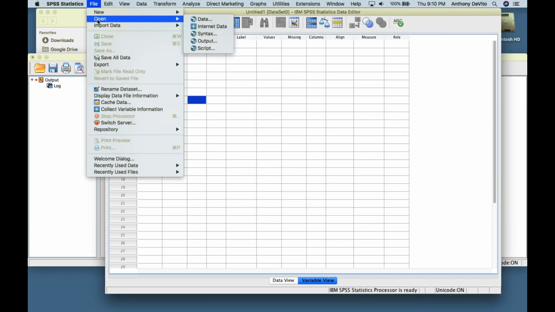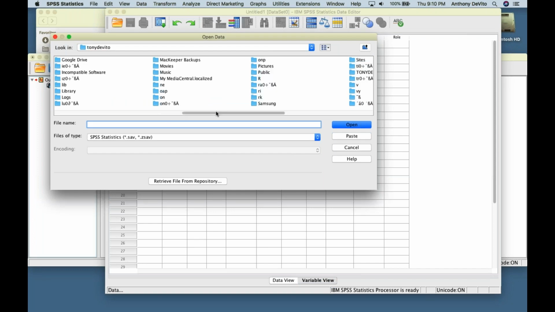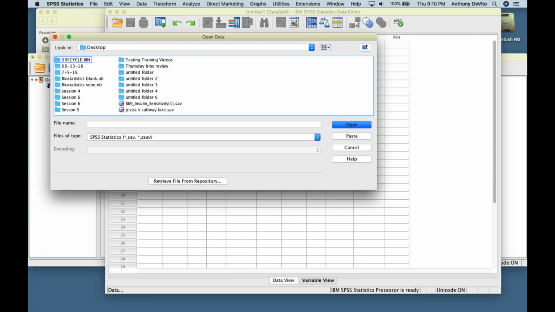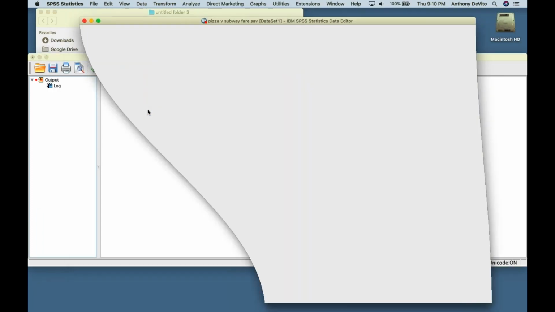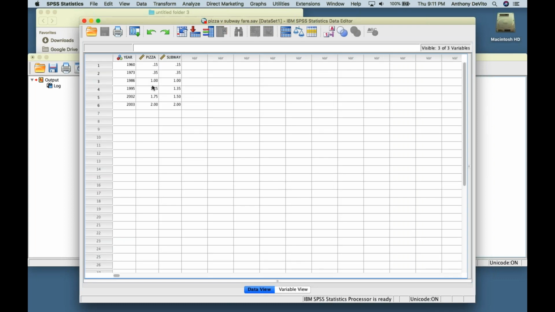I'm going to open data, and let me go to the desktop. This is what I'm looking for. Okay, so let's take a look at this. I have a nominal variable, the year, and we have the cost of pizza and the cost of a subway fare. I'm going to look at it in data view.